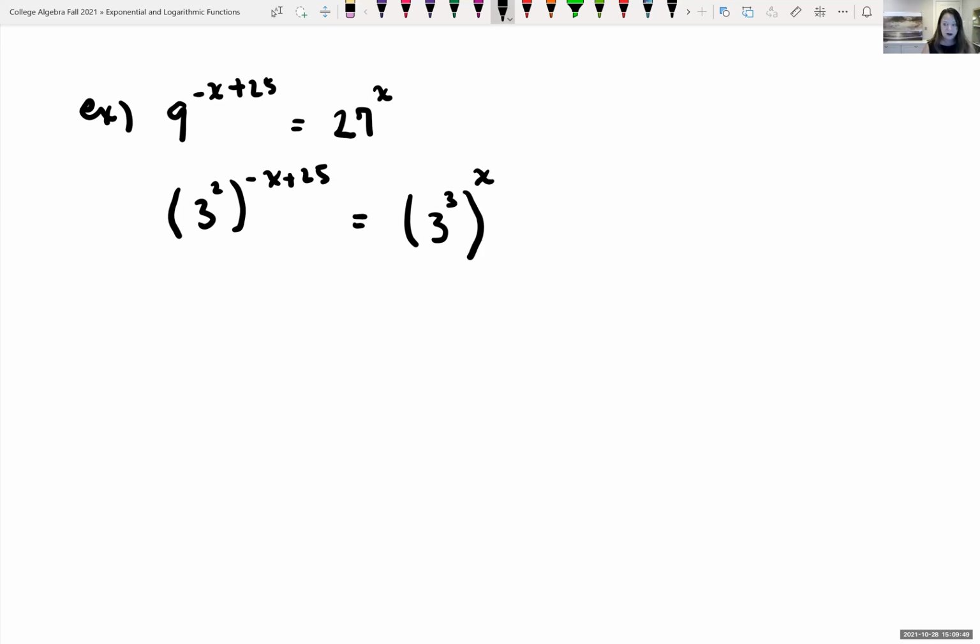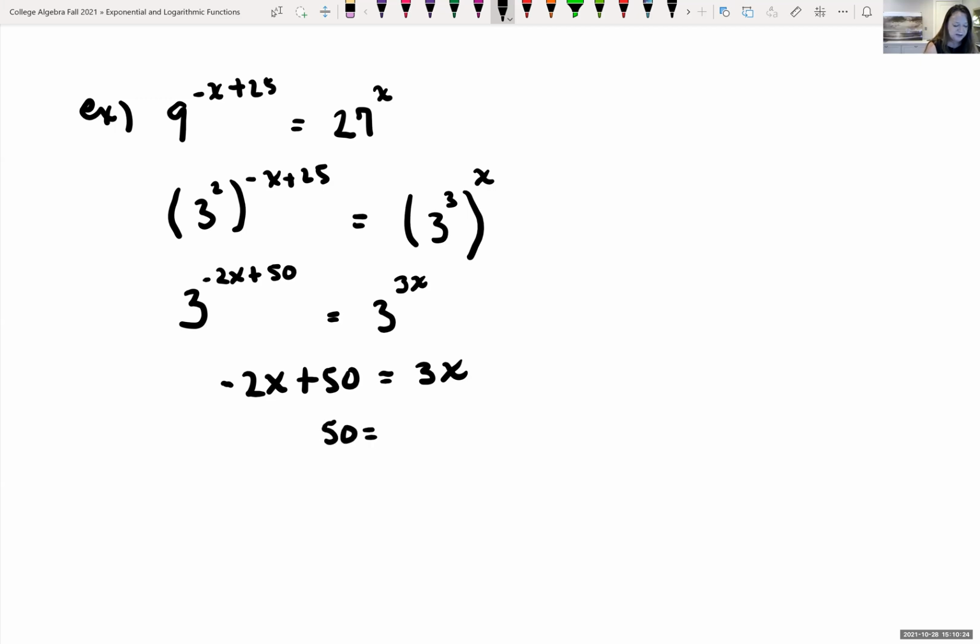So again, power to power is multiplication. So distribute that 2, we get 3 raised to the negative 2x plus 50 equals 3 raised to the 3x power. So now we can just set our exponents equal to each other and solve for x. So negative 2x plus 50 equals 3x. So to get x's to one side, we could add 2x to both sides. We get 50 equals 5x. Divide through by 5, we get x is 10.